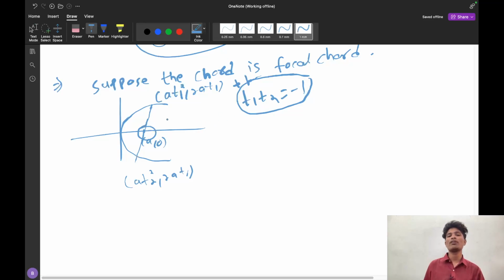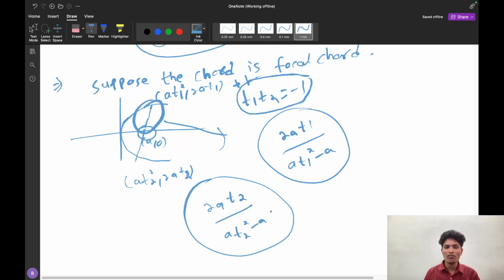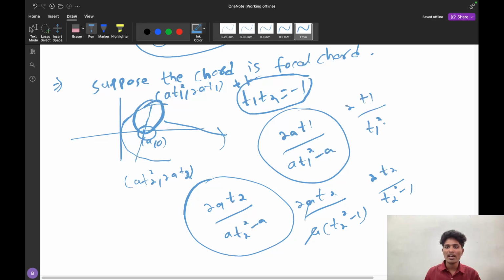How can we prove this? The slope of this line should be equal to the slope of this line. So what is the slope of this line? It will be 2a t1 divided by a t1 square minus a. And this slope is 2a t2 divided by a t2 square minus a. If I find the value, I will get 2a t2 divided by a into t2 square minus 1. a will get cancelled: 2t2 divided by t2 square minus 1. Here you will get 2t1 divided by t1 square minus 1. So these slopes are equal.